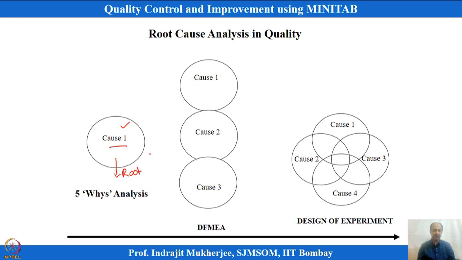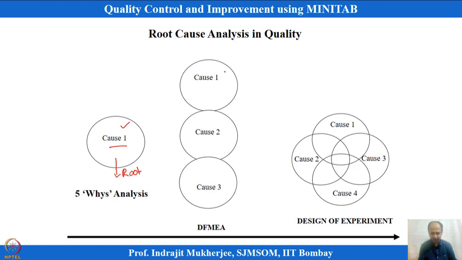I ask a question, why is this happening? Then subsequently I ask again, if this is the reason, why is that also happening? Like this, I come to the root cause, and then I eliminate or minimize the cause. But this is an impractical scenario where only one cause is leading to defects in CTQs.